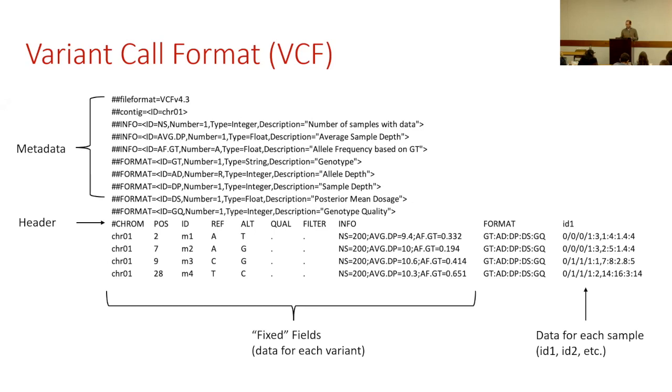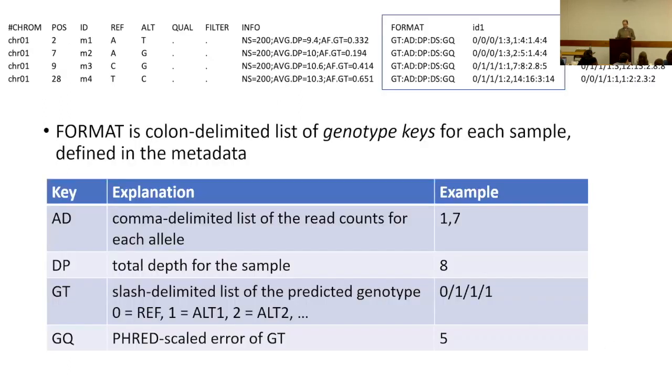And then you have a column called format, and then after that you have the data for each of the individuals in your population. So this example here has a single column for the first individual, and you could have many more after that. Let's look at the structure of the format and one of these individuals here to get a little bit deeper dive.